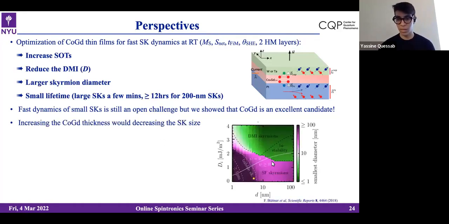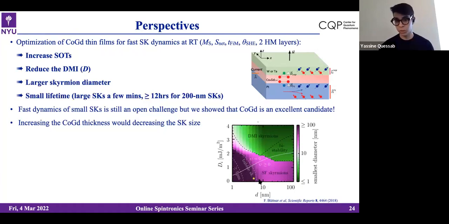So here I am showing a theoretical paper from MIT where this is a phase diagram for the skyrmion diameter as a function of the DMI energy and the magnetic layer thickness. And then the yellow star indicates our cobalt gallium thin films. So at a fixed magnetic layer thickness, if one were to find a way to increase the DMI, you would see that the skyrmion diameter will go down.